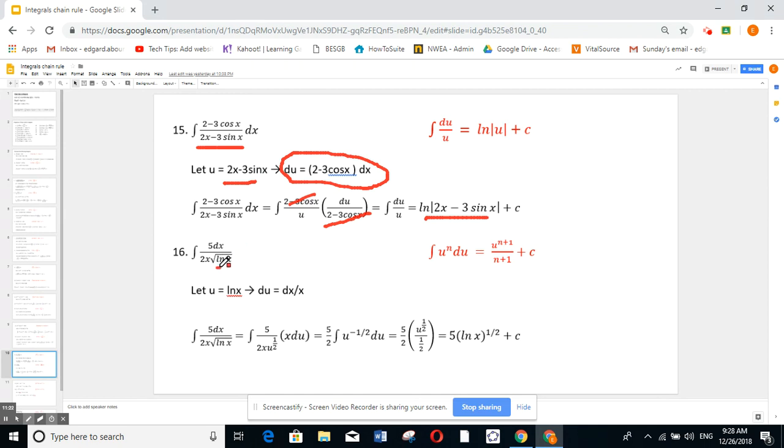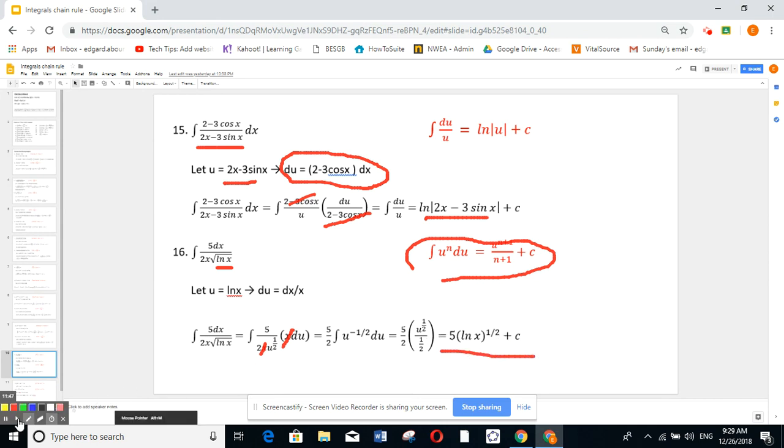Here I have a square root, directly I go to this one. U equals ln x, so the derivative is dx over x. So I start with 5, 2x, u power half, and dx is x times du. The x and x cancel out, 5 over 2 outside, and the u power half down, I put it up. So it's of the form u^(n+1) over n plus 1. So you're going to get this answer.